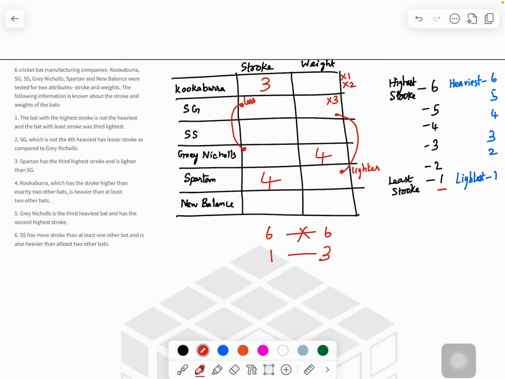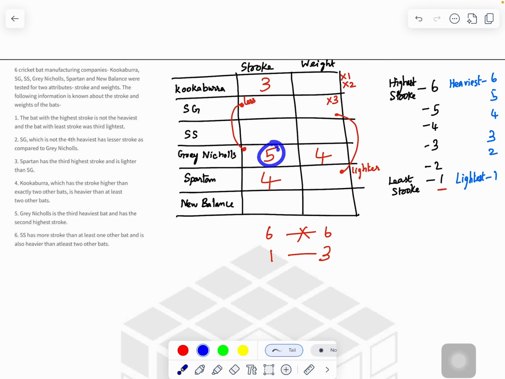And has the second highest stroke. Second highest stroke. So for Gray-Nichols, I am going to write the number 5 here. Okay. Now at this point of time, even before going into point number 6, we can actually fill some data for SG. SG, they are telling that this particular value is lesser than Gray-Nichols.